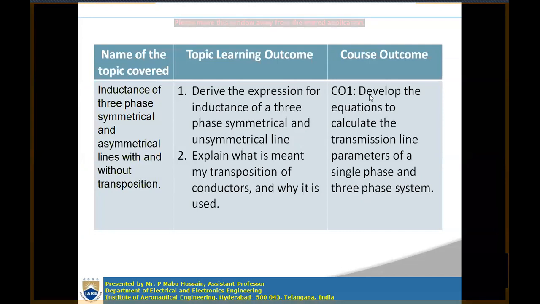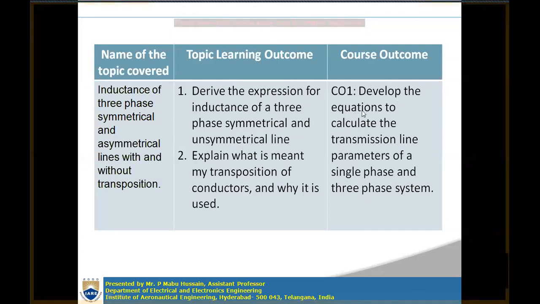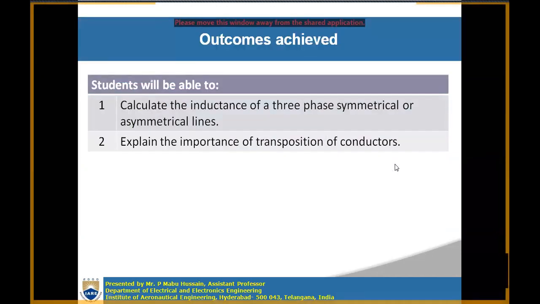This topic covers course outcome one, which is developing the equations to calculate the transmission line parameters of a single-phase and three-phase system. The outcome achieved here is that you can solve inductance problems related to three-phase symmetrical and asymmetrical lines, and you can also explain the importance of transposition of conductors.